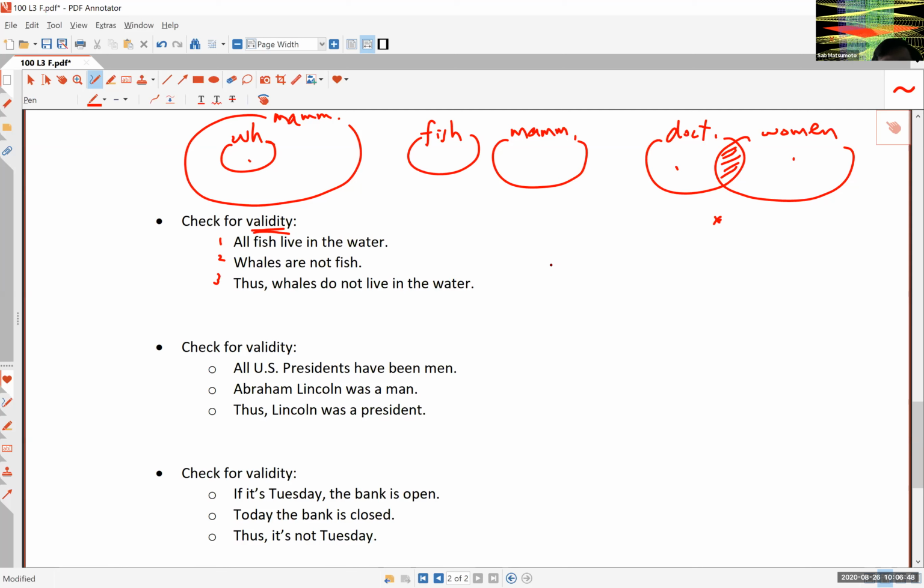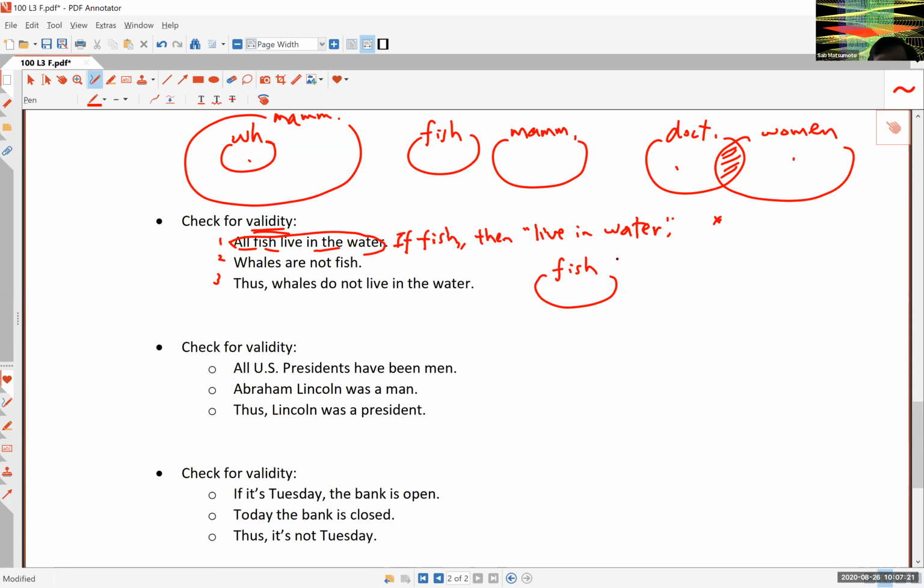All fish live in water. So that means every fish is something that lives in the water, right? So you have fish in the inner circle. This is also saying if you are a fish, then you live in the water. Maybe I can write this down. If X is a fish, then X lives in water.